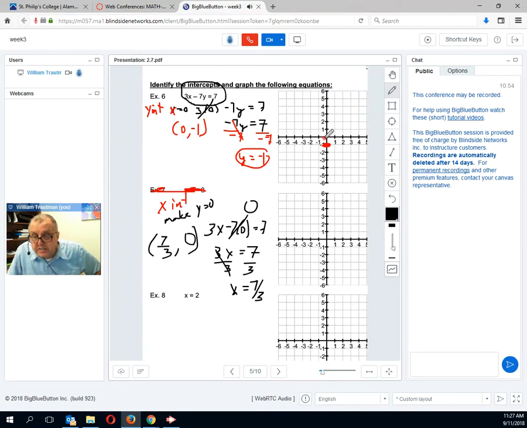So when x is 2 and 1/3, y is 0. So that's about right there. And then you can connect the dots. And there's your line. There's your two intercepts. Once again, this is the y-intercept, and this is the x-intercept. For the x-intercept, you always have y equals 0. For the y-intercept, you always have x equals 0.